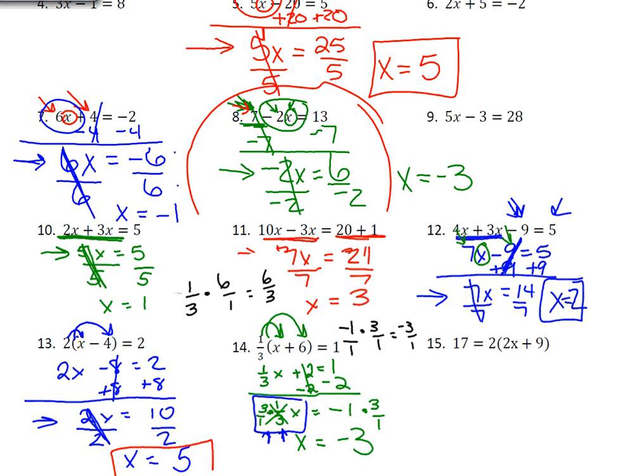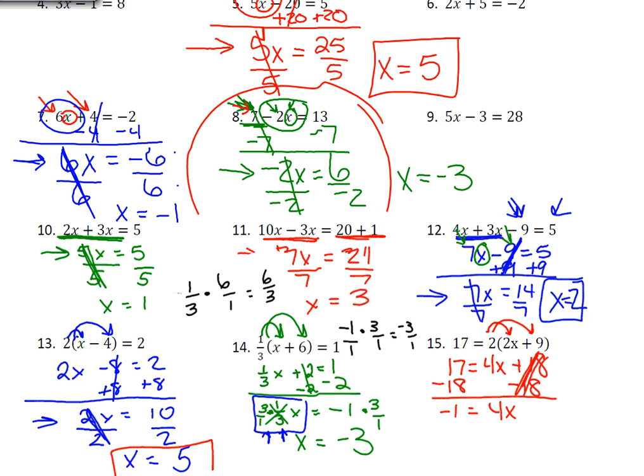Alright, let's look at our last one here before we do our last checkpoint. So again, I have to distribute by taking the number on the outside times each one on the inside. So 2 times 2x is 4x. 2 times 9 is 18. From here, it's just a basic multi-step equation. We get rid of addition and subtraction first. So they added 18. We're going to subtract 18 from both sides of the equal sign. Make sure you go to the other side of the equal sign. 17 minus 18 is negative 1.